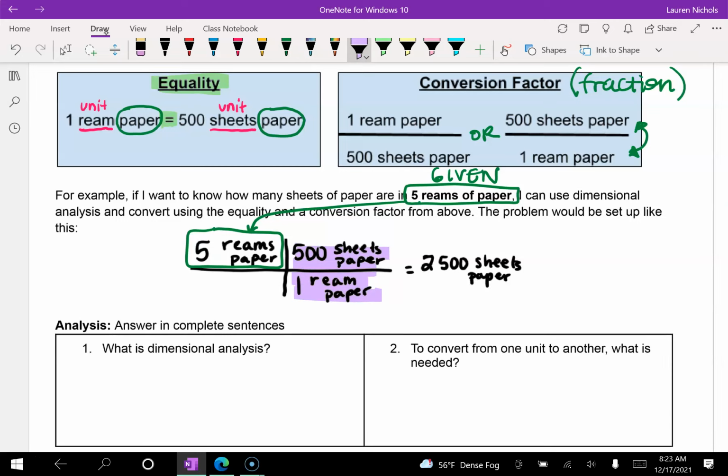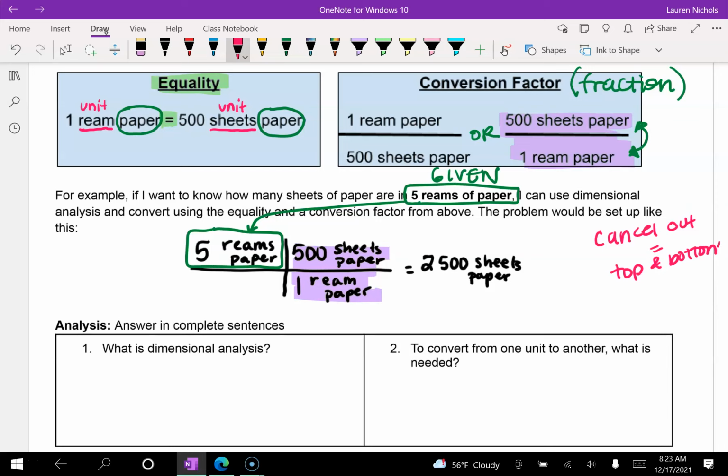Now, the reason that matches with this conversion on the right. Now, why did we use that one? Why didn't we use the other one? Well, what we know is that I'm trying to convert from reams into individual sheets. And so we want to be able to get rid of the word reams from our given number, 5. And so in order to cancel something out, in order to get rid of something, it needs to be on the top and on the bottom.